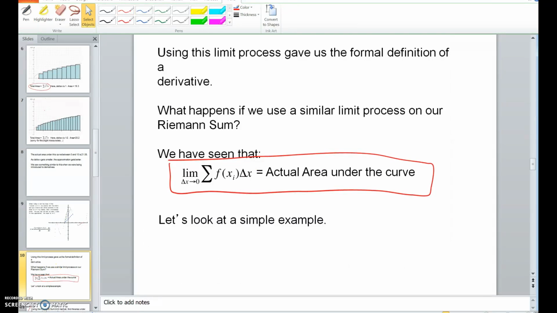So in fact, the formal definition of an integral, or the formal definition of the area under a curve, is the limit as delta x goes to 0. Here delta x is the width of each rectangle you're using.